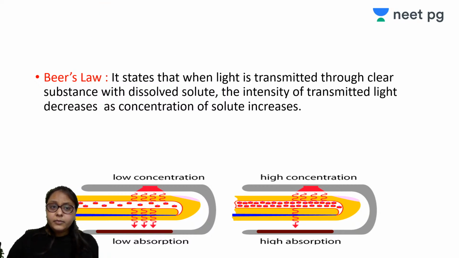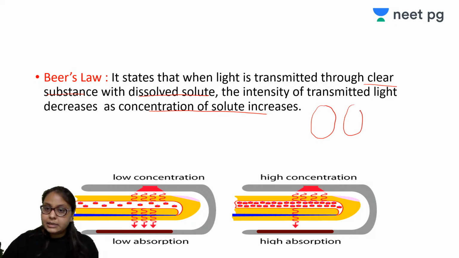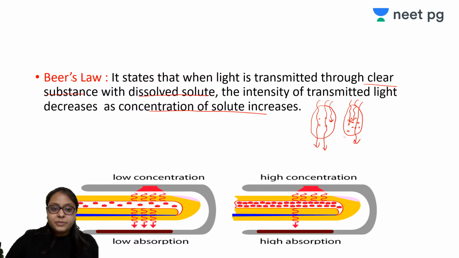Beer's law states that when light is transmitted through a clear substance with dissolved solute, the intensity of light decreases as the concentration of solute increases. मतलब एक कोई सा clear substance है, उसमें कितने particles हैं, अगर कम particles हैं या फिर ज़्यादा particles हैं, तो जहाँ पे ज़्यादा particles हैं, the amount of light which is absorbed will be more and less amount of light will be transmitted. Whereas जहाँ पे कम particles हैं, more amount of light will be transmitted and less will be absorbed. Okay, so that is Beer's law.